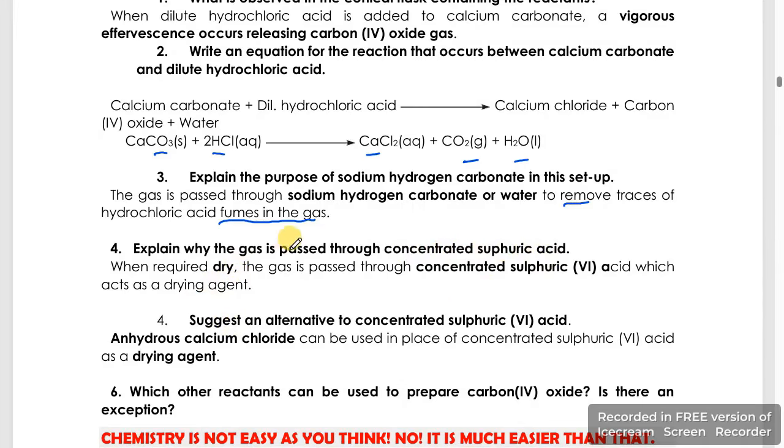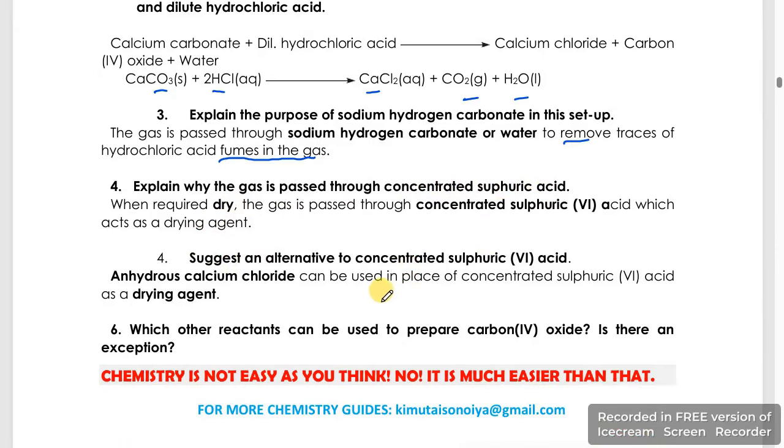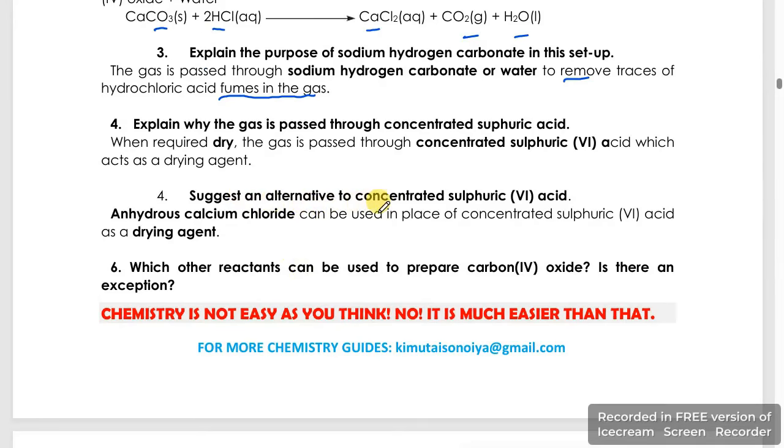It is to dry the gas. Therefore, concentrated sulfuric acid acts as a drying agent. Suggest an alternative to concentrated sulfuric acid. Instead of concentrated sulfuric acid, which other drying agent can you use? You can use anhydrous calcium chloride. Very important.